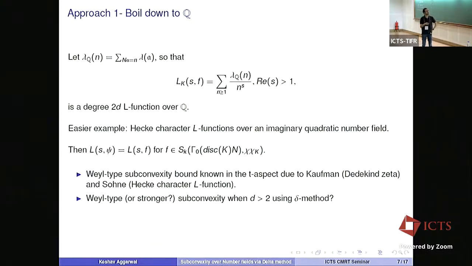In that case, it will turn out that this L function is associated with an L function of a holomorphic form of a certain level and a certain Nebentypus, and we are able to get a subconvexity bound by classical methods. But again, as soon as you go to degree more than 3, it starts giving you certain issues. So that's why we were like, okay, can we try to circumvent all of these issues and try to deal with GL2 L functions over number fields, but by using a delta method technique.